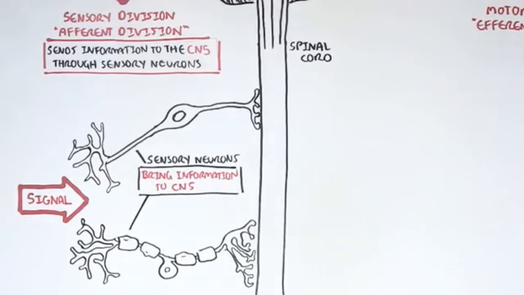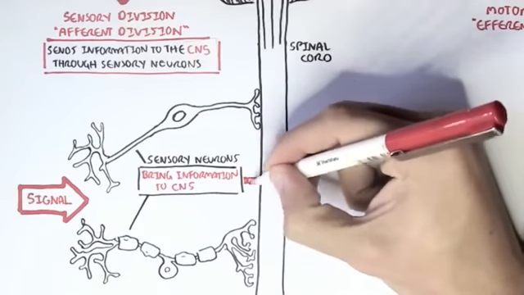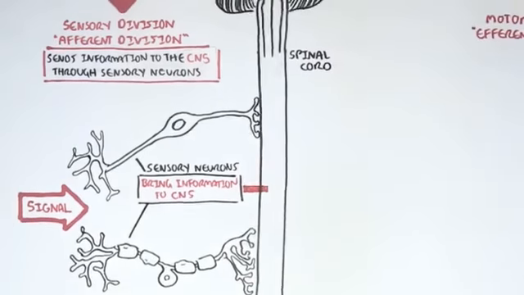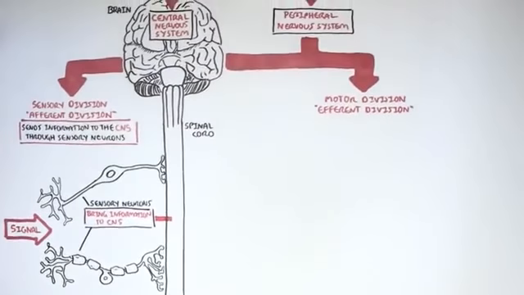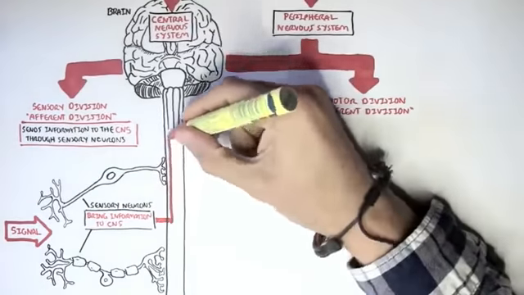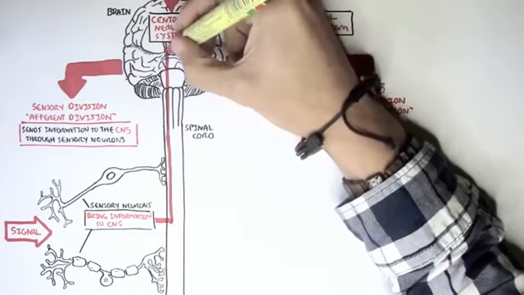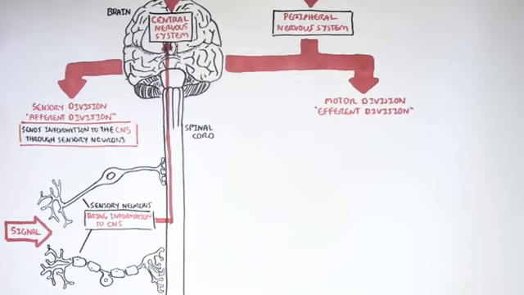And this is done when a signal comes. It can be signals coming from our eyes, vision, it can be touch signals, it can be pain signals, but these sensory neurons will basically bring this information to the central nervous system, so to the spinal cord, for example. This information can then travel up to the brain for processing, for interpretation, for integration, and to see if a proper response is needed.